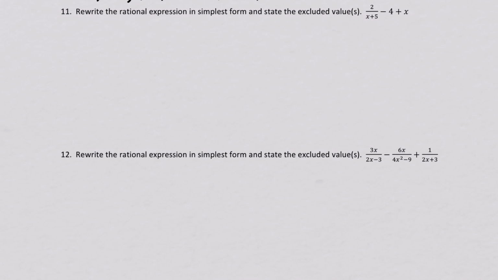Alright, let's try it again. Number 11. Rewrite the rational expression in simplest form and state the excluded values. Okay, so once again, I'm going to rewrite these. First, what I'm going to do is rewrite them all as fractions. That's 4 over 1 plus x over 1. Using those three denominators, I know that my LCD is going to be x minus 5.